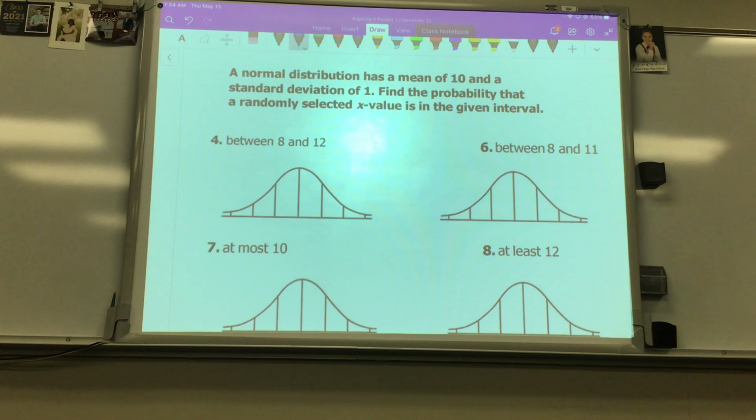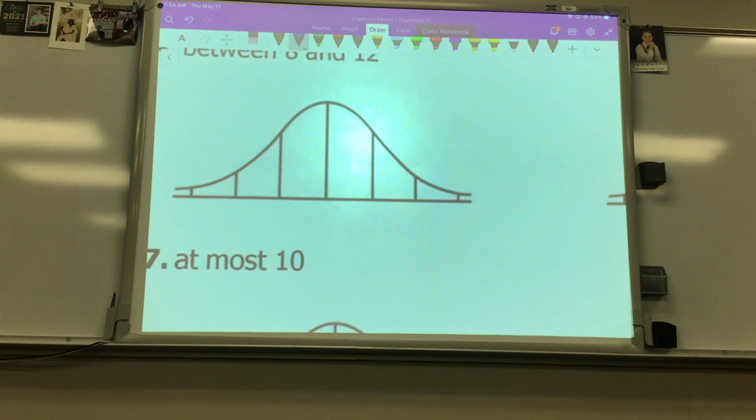A normal distribution has a mean of 10 and a standard deviation of 1. Find the probability that a randomly selected x value is in the given interval. So we had a mean of 10. Where does the mean fall? Right in the middle. And it said I had a standard deviation of 1. So if I go one standard deviation to the right, what's that put me at? 11, 12, 13.